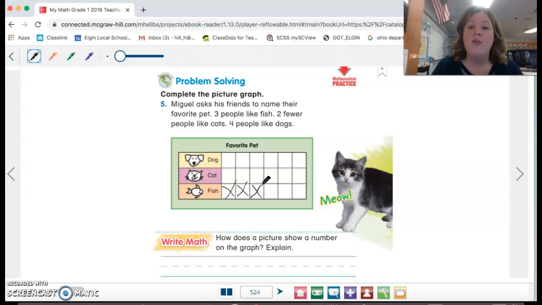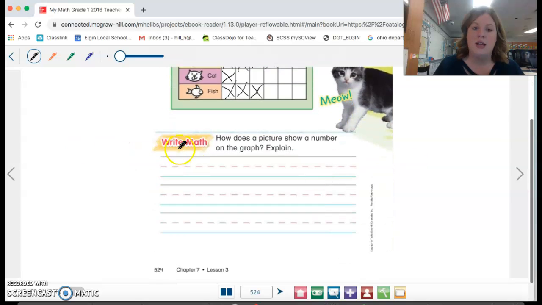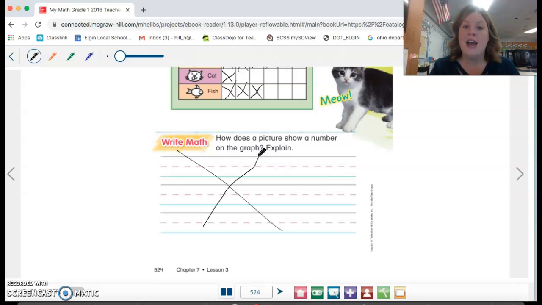Okay. 2 fewer people like cats. So we have 3 for fish, and they said 2 fewer people like cats. So how many people like cats? 1. And then for dog, it said 4 people like dogs. So we're going to do 1, 2, 3, and 4. We're going to come down here to the right math, and you are going to cross it out because we do not need to do this, okay? All right, once you have done all of that, then you are done with your math.